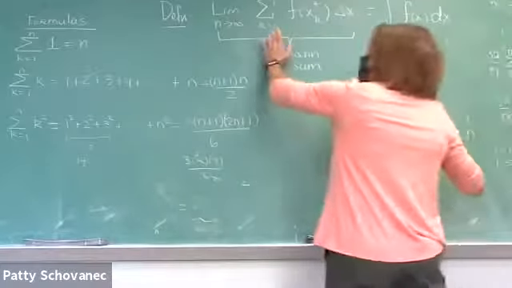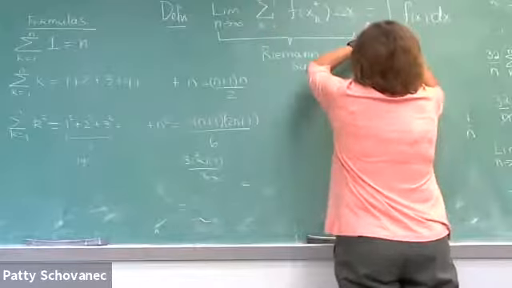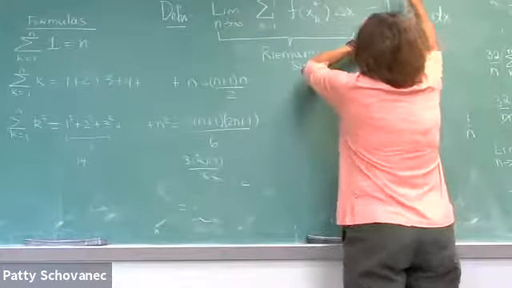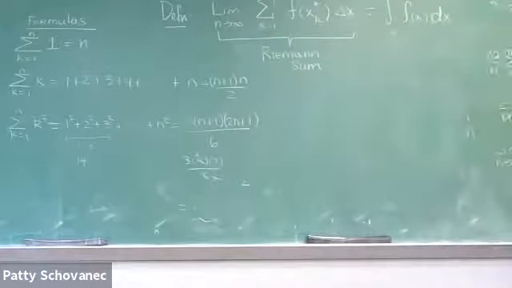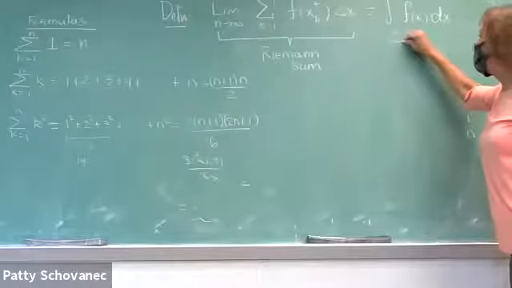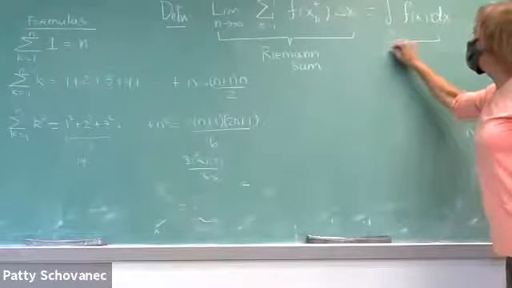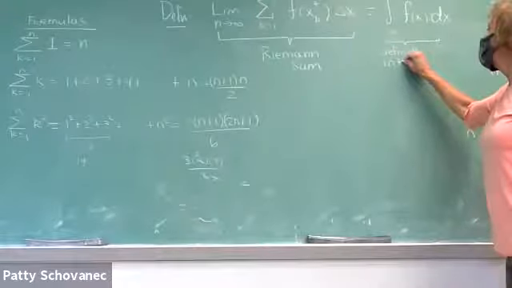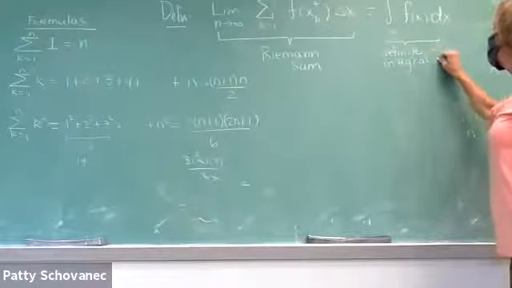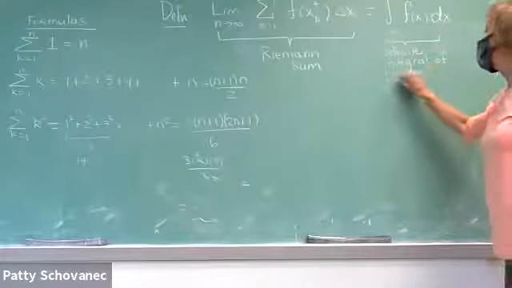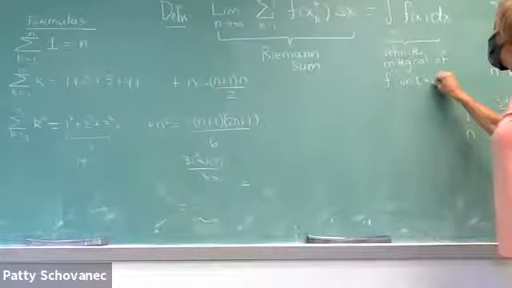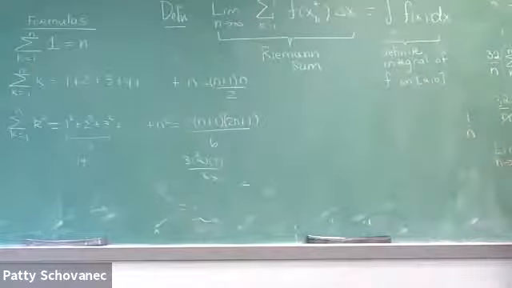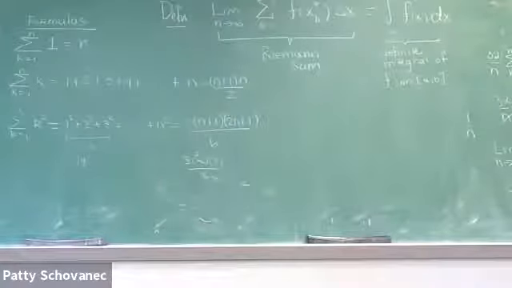And then summing from 1 to n says I'm covering the entire interval from a to b. And this part here is called a definite integral of f on a, b, with the assumption that f is continuous. We can't do this for a function that has lots of goofy spots in it.